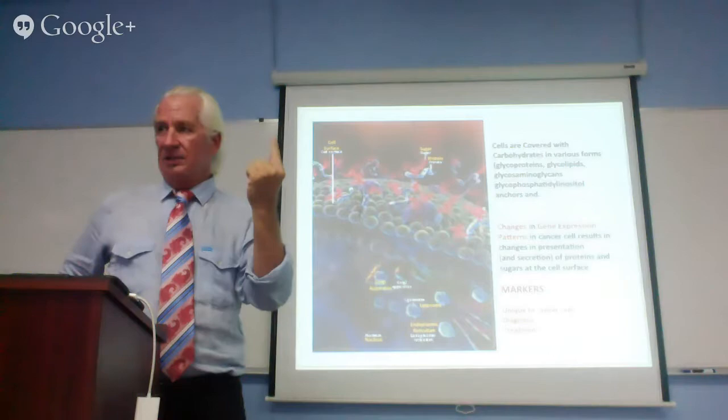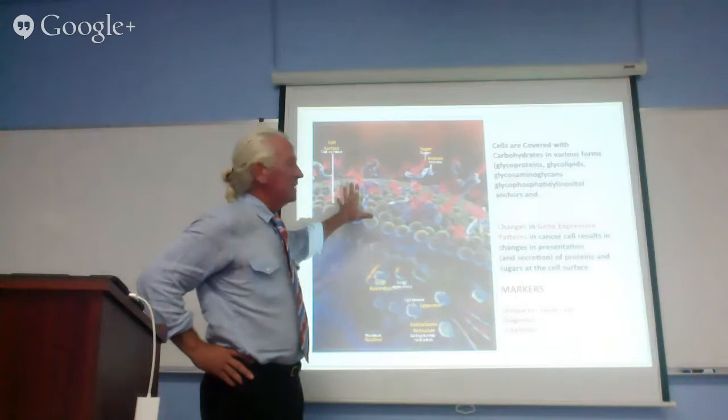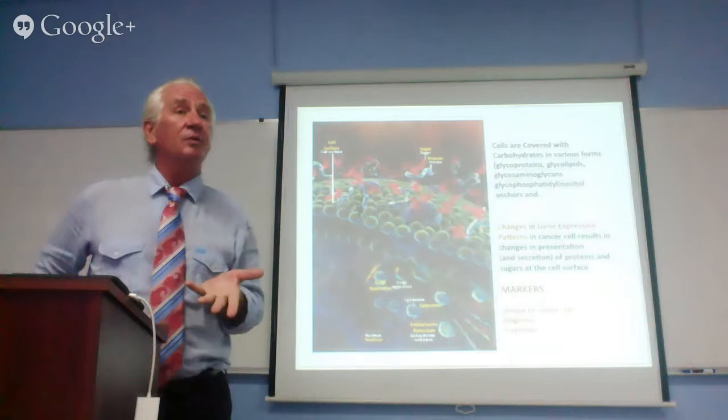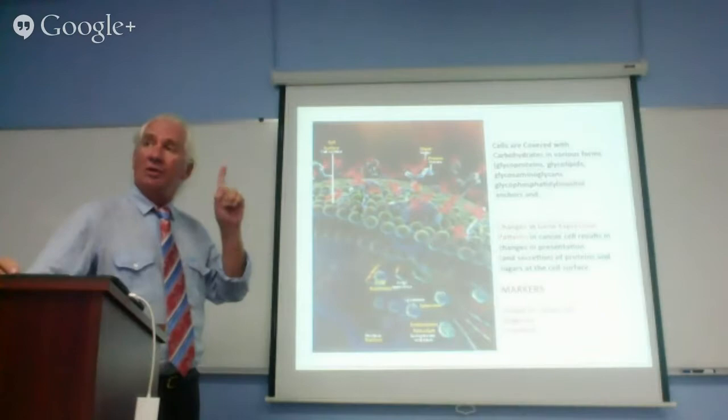So these are cell markers, but these are normal cells. When you become a transformed phenotype, some of these cell surface proteins and sugars are going to become different. Those differences are the markers that we're interested in to try to identify cancer cells. And we'd like to use those differences in diagnosis early, and treatment as early as possible.